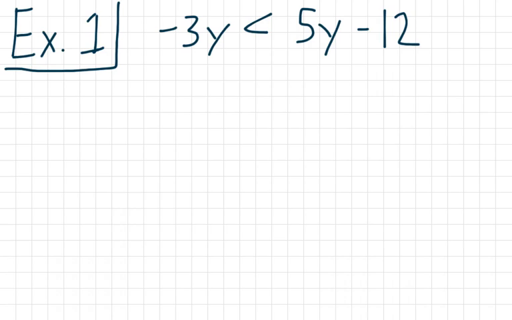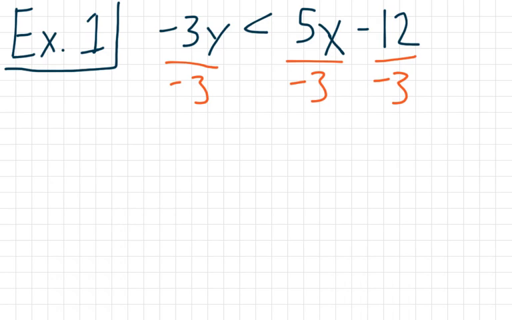Okay, so the first example looks like this. Negative 3y is less than 5y minus 12. That should have been x. There we go. Negative 3y is less than 5x minus 12. So what I want to do is solve for y. My only step here is to divide by negative 3, but I have to divide everything by negative 3.